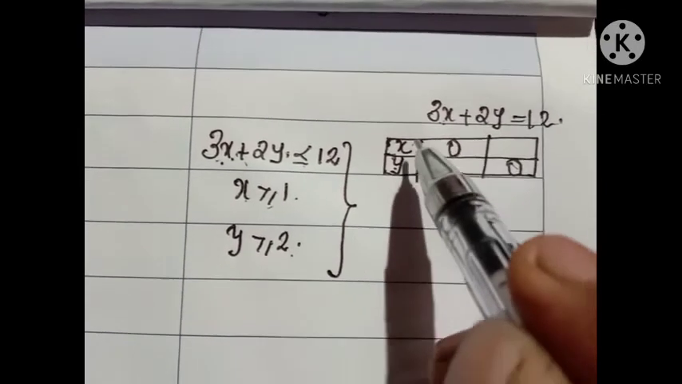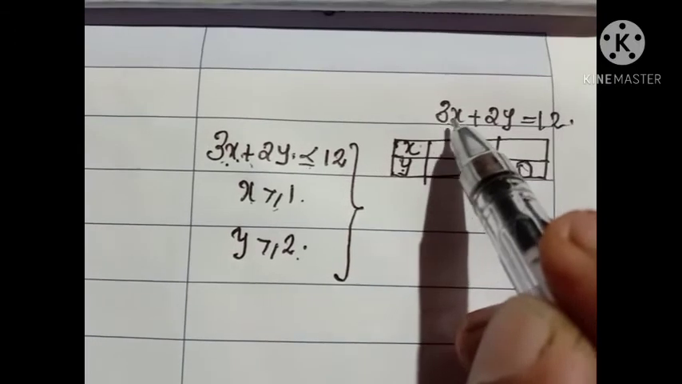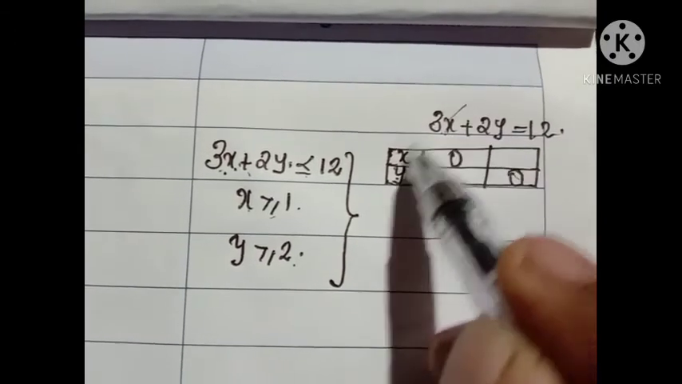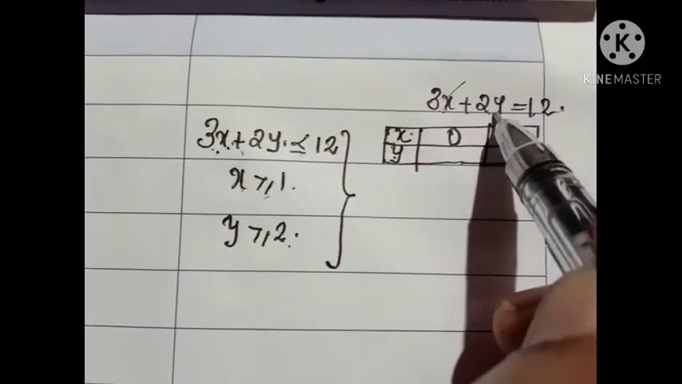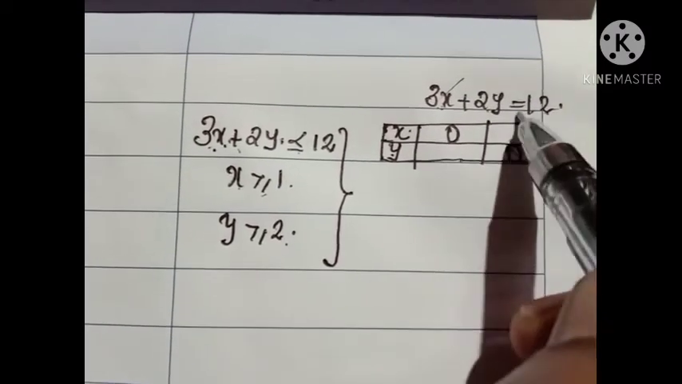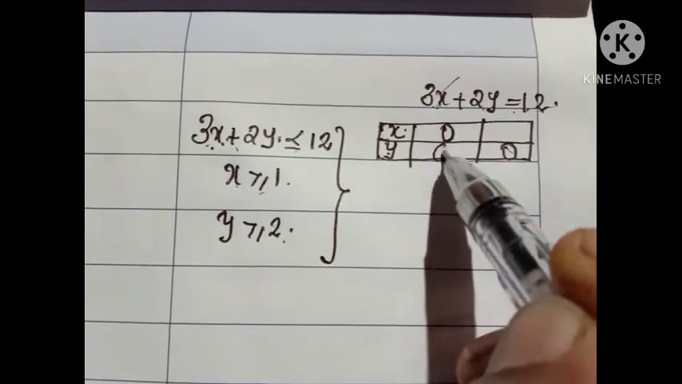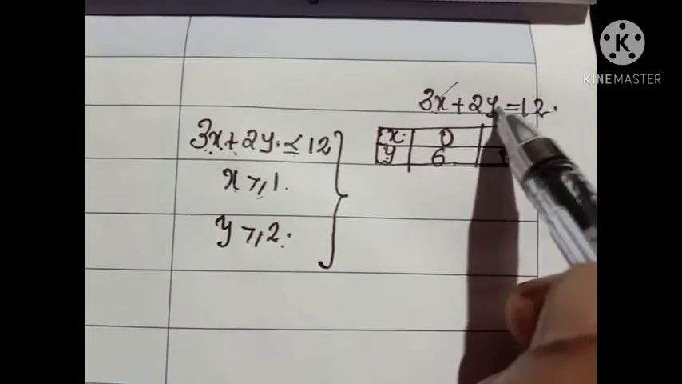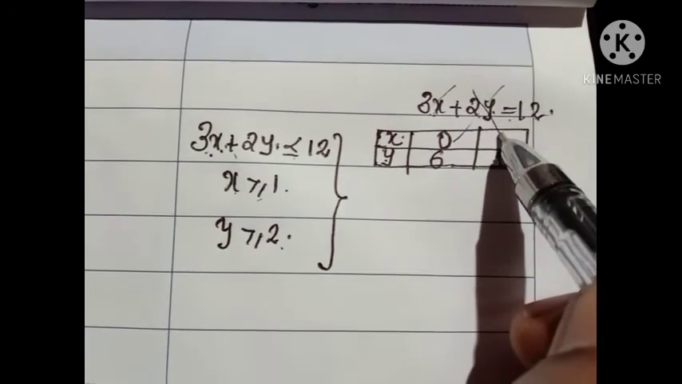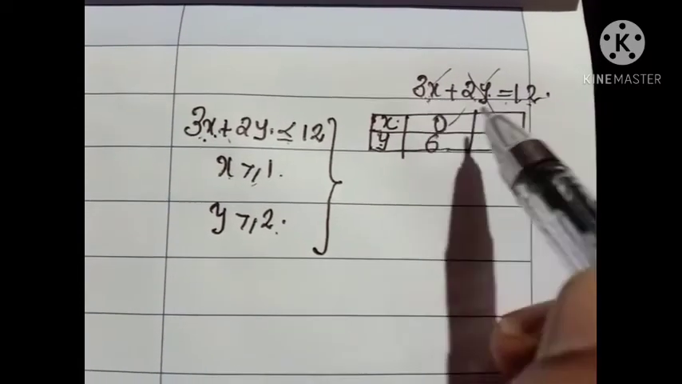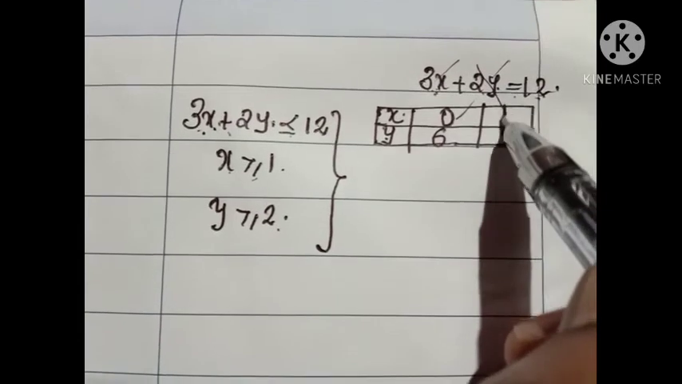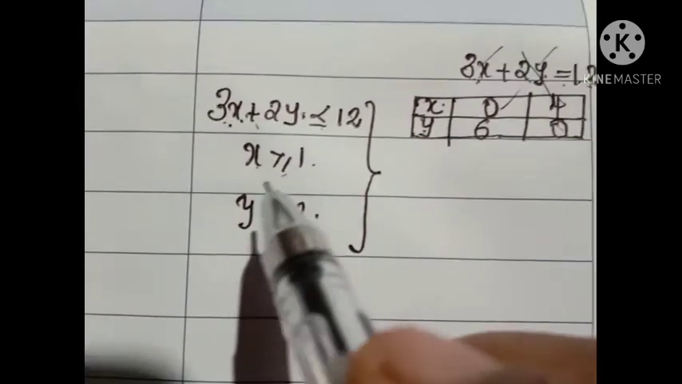If we put x equal to 0, we can easily eliminate this term. So, 2y is equal to 12, y equal to 12 by 2, which is 6. If y equal to 0, this term is removed from here. So, 3x equal to 12, or x equal to 12 by 3, which is 4.